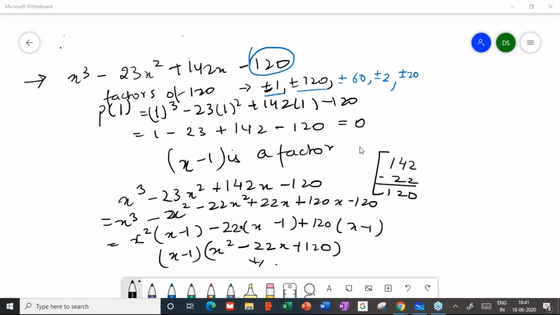Atharva, how will you do splitting the middle term in this case? The highest degree of x is 3, not 2. Splitting the middle term works when the highest degree is 2. That's why we did all this, so that we get an expression in the highest degree of 2.